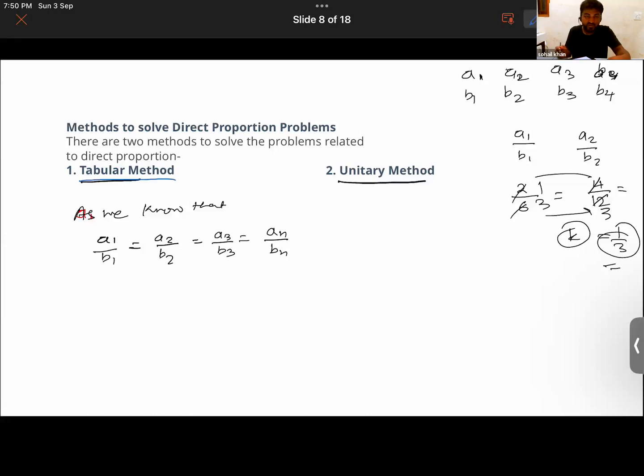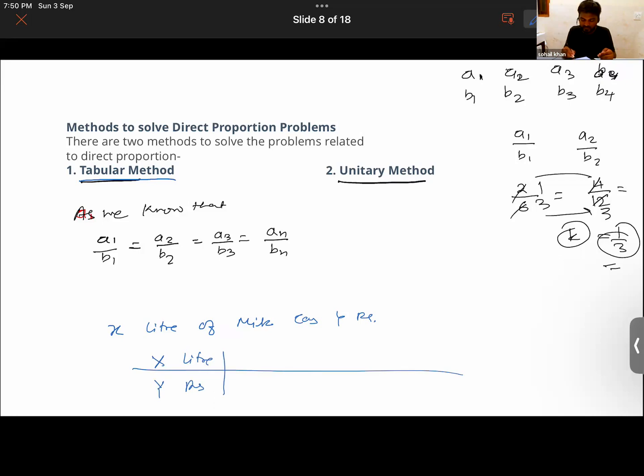We are talking about the tabular method here, right? So let's say X liters of milk cost Y rupees. So for X liters, this is the amount of milk and this is the price. I am drawing a table here. Let's say for 2 liters, the cost of milk is Y2 rupees. For 3 liters, let's say the cost is Y3. For 4 liters, let's say it is 200 rupees. For 5 liters, it is Y4. Or for 8 liters, the price is Y5.